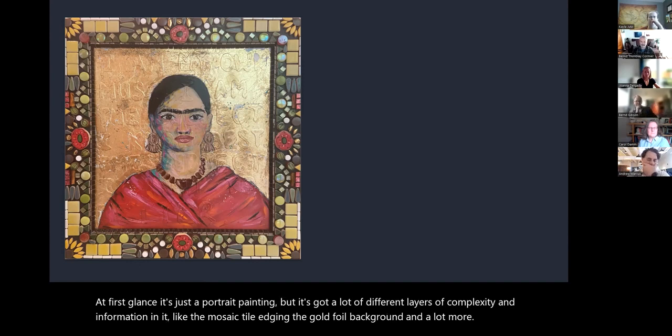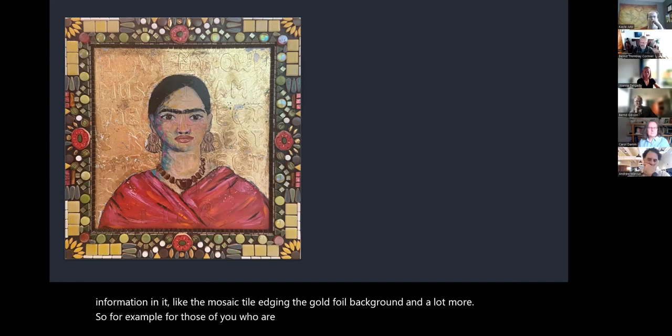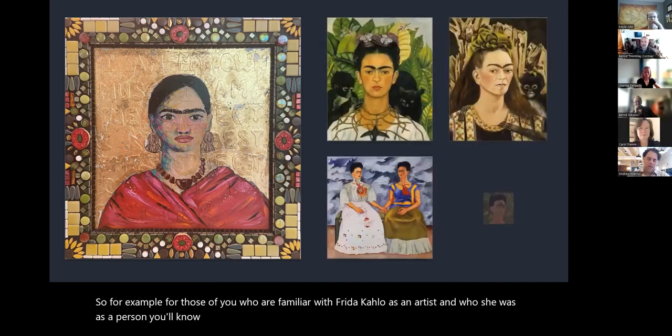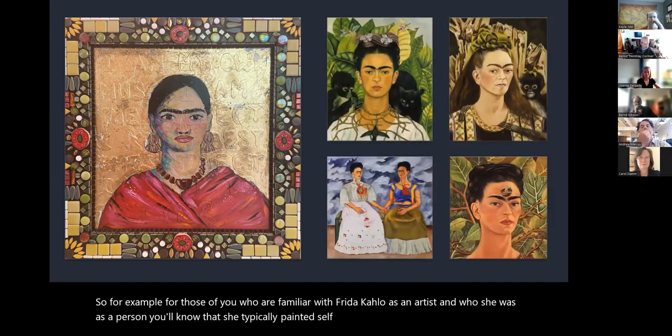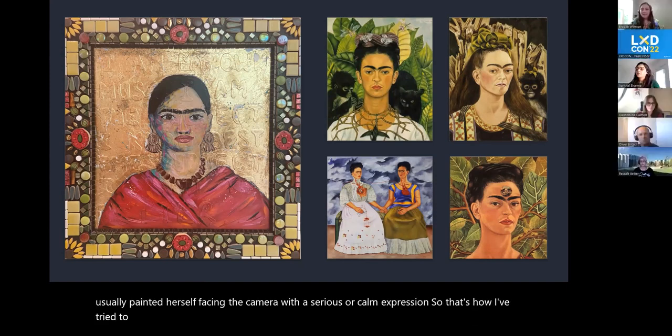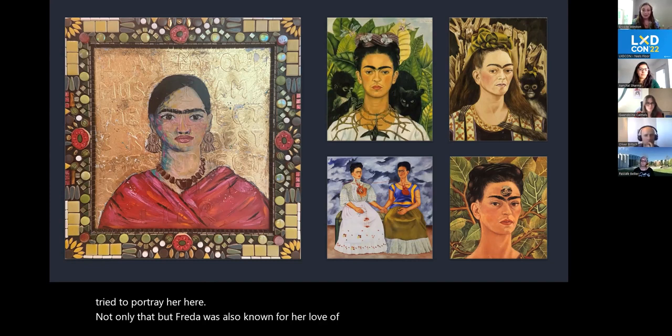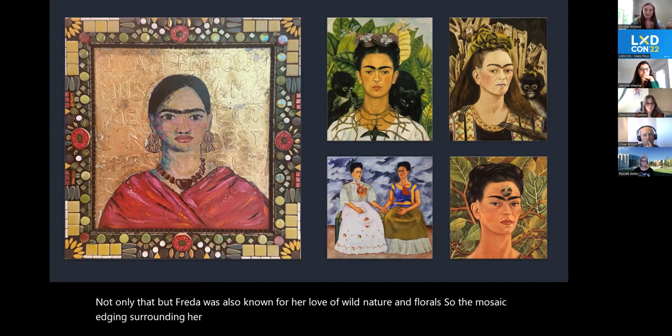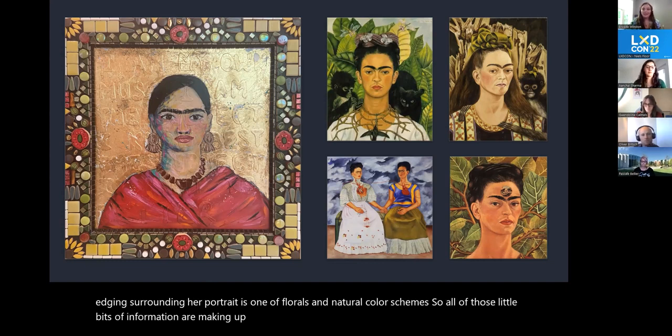So, for example, for those of you who are familiar with Frida Kahlo as an artist and who she was as a person, you'll know that she typically painted self-portraits. And not only that, but she usually painted herself facing the camera with a serious or calm expression. So that's how I've tried to portray her here. Not only that, but Frida was also known for her love of wild nature and florals. So the mosaic edging surrounding her portrait is one of florals and natural color schemes. So all of those little bits of information are making up the meaning behind the piece.